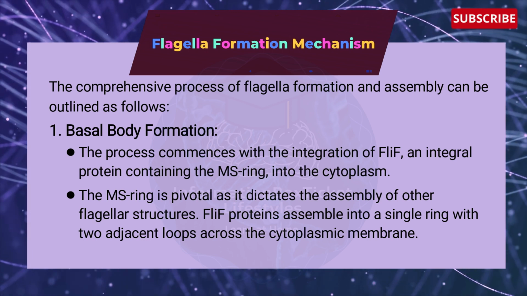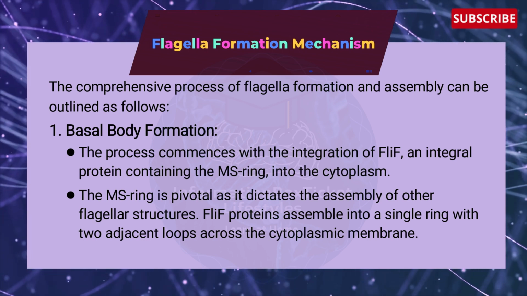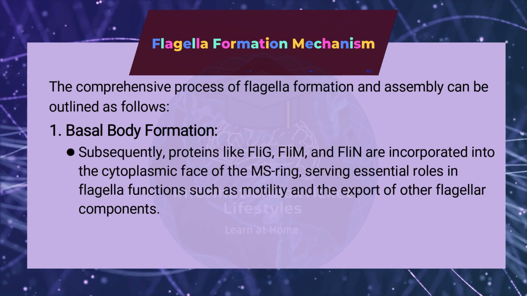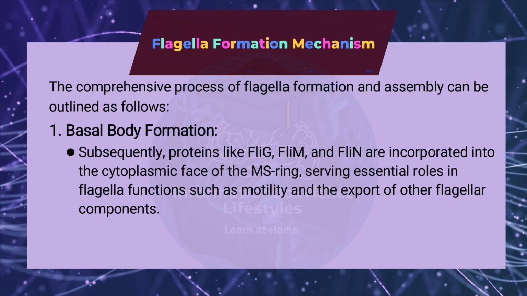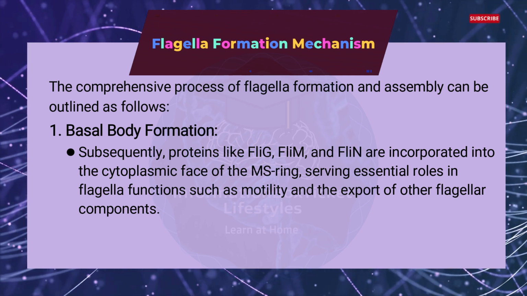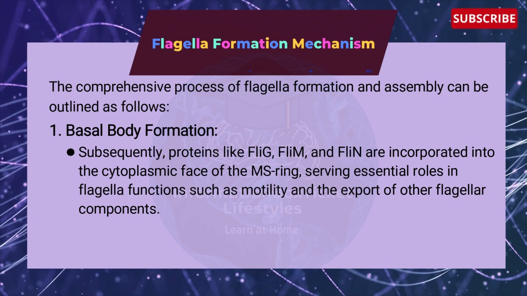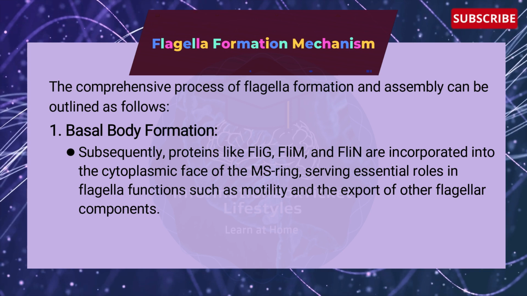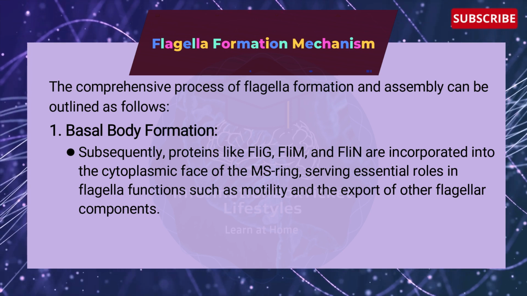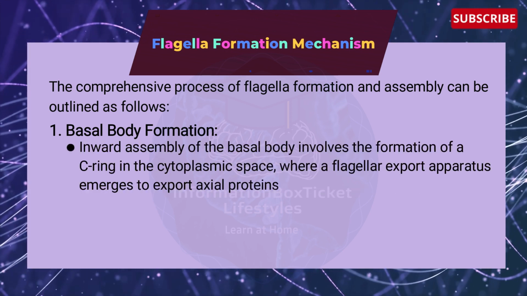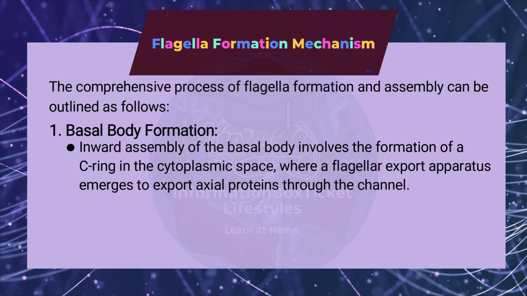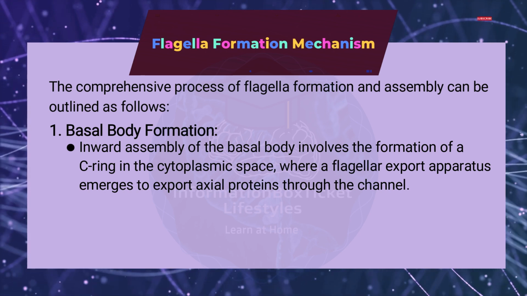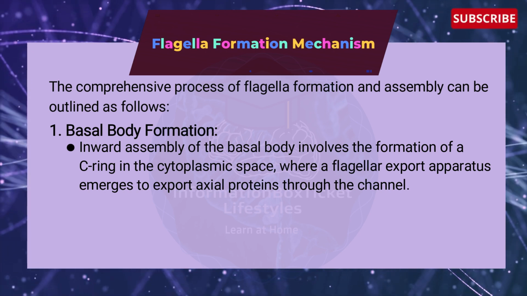FliF proteins assemble into a single ring with two adjacent loops across the cytoplasmic membrane. Subsequently, proteins like FliG, FliM, and FliN are incorporated into the cytoplasmic face of the MS ring, serving essential roles in flagella functions such as motility and the export of other flagellar components. Inward assembly of the basal body involves the formation of C-ring in the cytoplasmic space where a flagella export apparatus emerges to export axial proteins through this channel.